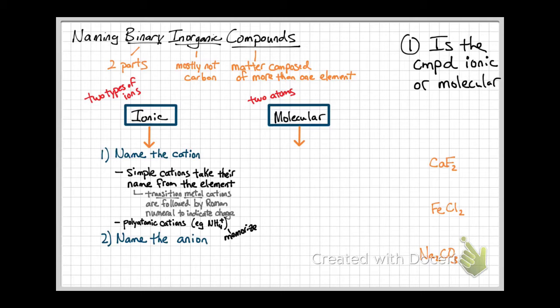For naming the anion, this is also fairly straightforward, but involves one extra step. Simple anions are named from the root of the element followed by IDE. So we start with the first part of the name of the element, like oxygen, and add IDE, so oxide, for instance. Or chlorine becomes chloride. We take off the end and add IDE, and that's it.